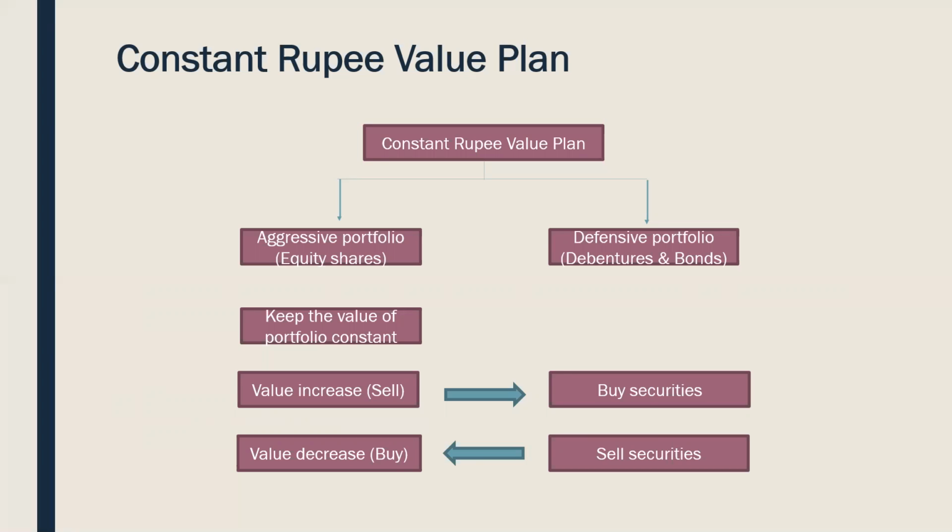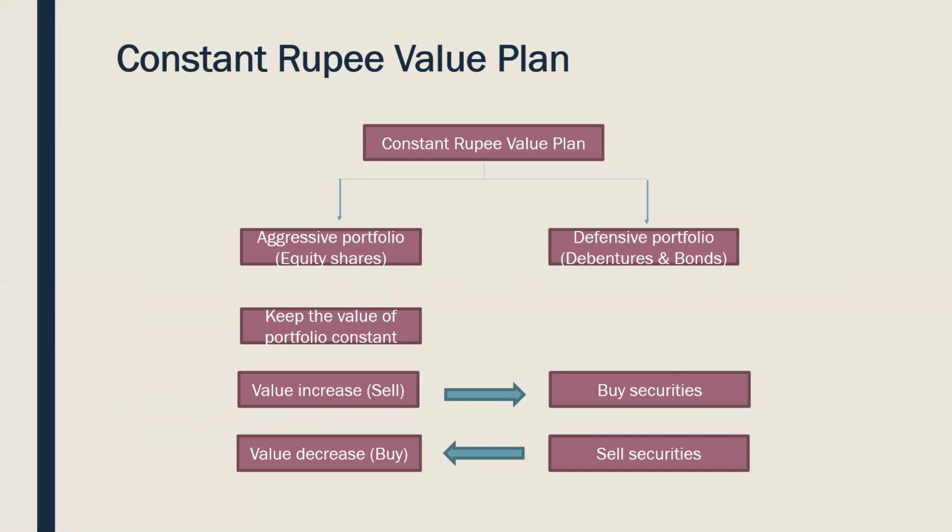Okay, so maybe you have set the revision point as 20%. So you have invested 50,000 into the aggressive portfolio. If the value of the portfolio increases more than 20%, or if it decreases more than 20%, then you are going to take some action by buying or selling the securities as required. So you can set a revision point.